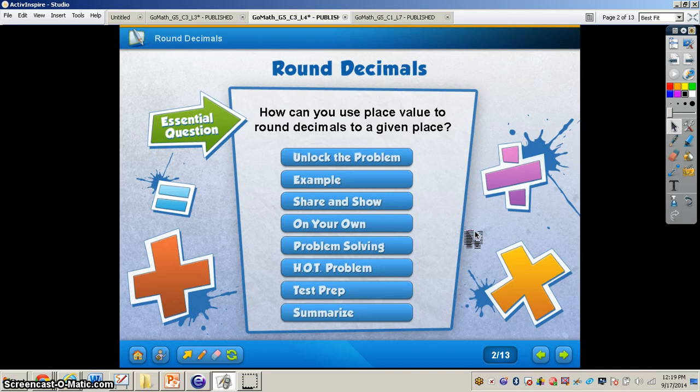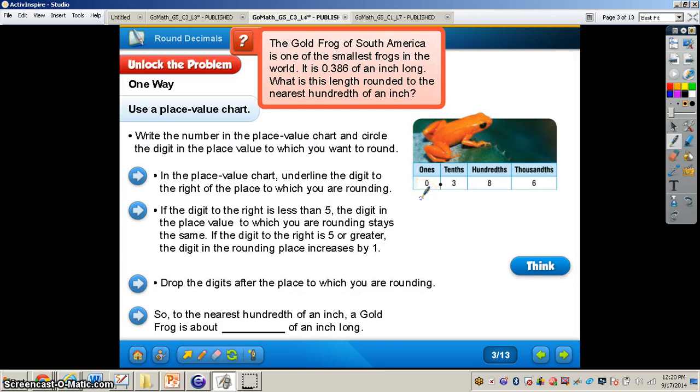Now, you will need to open up your Go Math book to page 117, get out your math journal and your pencil. Okay, now we have the problem on page 117. It says the gold frog of South America is one of the smallest frogs in the world. It is 386 thousandths of an inch long. What is the length rounded to the nearest hundredth of an inch? So the first thing we want to do is just underline that number.